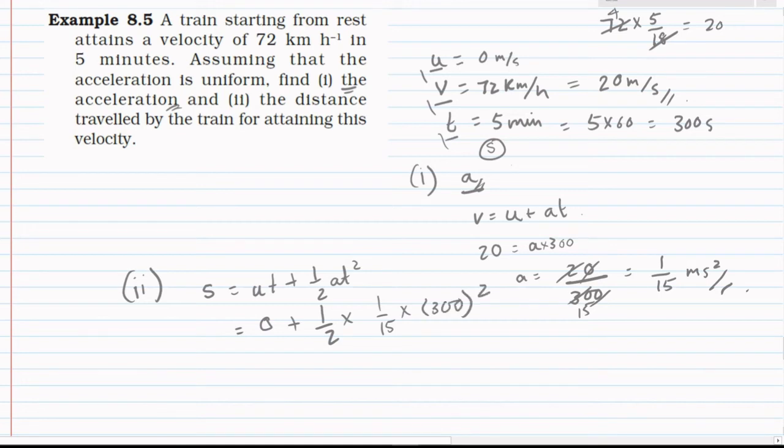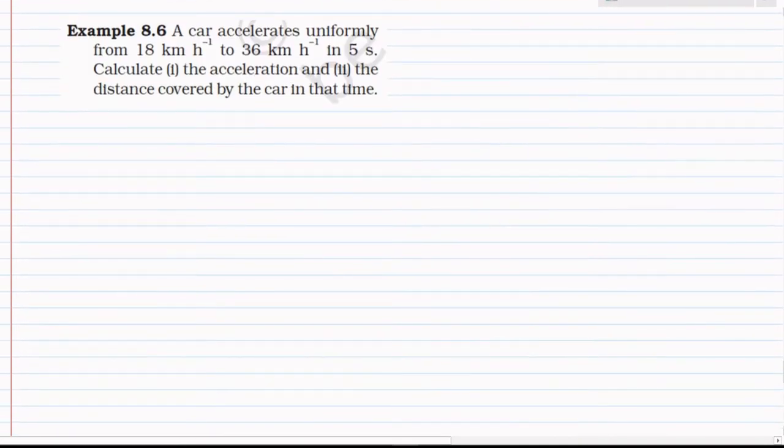You can also use another formula which is nothing but v square minus u square equals 2as. Even then you'll get the answer. So half into 1 by 15 into 90000, you'll get 3000 meters, which is nothing but 3 kilometers. You can use the other formula also to get the answer. It only depends on what you have and what you want. Okay, moving to the next question.